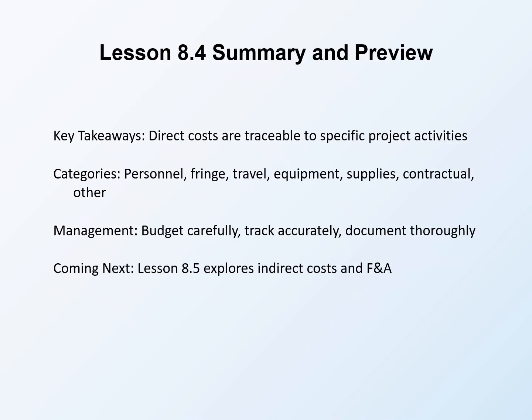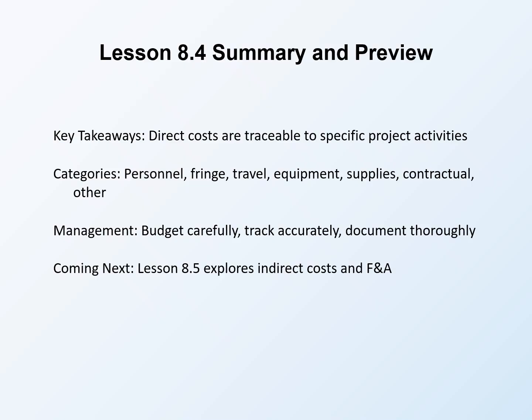Let us summarize the key points from this lesson on direct costs. Direct costs are those that can be identified specifically with your project rather than with your organization's general operations. The defining characteristic is traceability. You can point to a direct cost and explain exactly how it supports specific project activities.